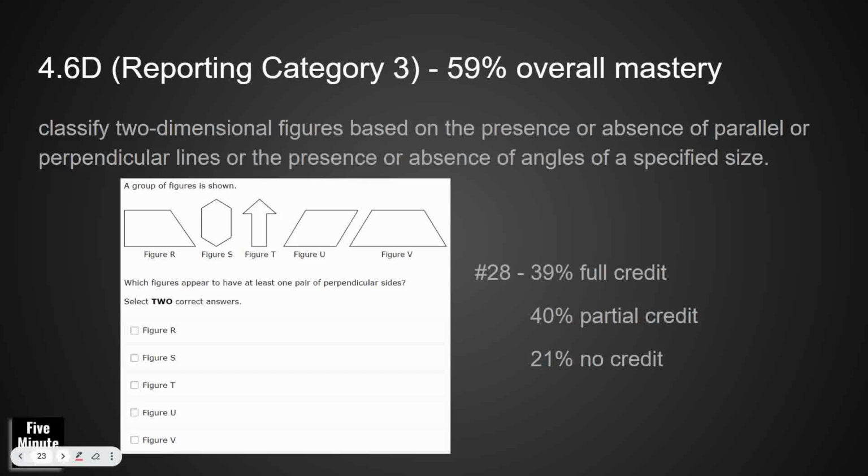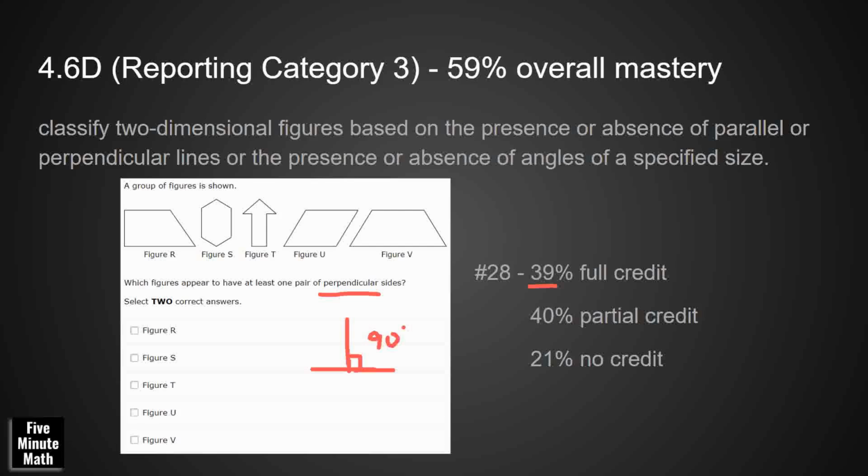And then finally, let's look at 4.6D, 59% overall mastery. So we almost got to that 60% mark. There's just one problem here. We're needing to classify two-dimensional figures based on the presence or absence of parallel or perpendicular lines. On this 2-point problem, only 39% got full credit, which means they got both points. 40% got just one. We need to find perpendicular sides. There's no definition for students on our reference material, so they just need to know what this means coming into it. Perpendicular sides are two lines that intersect at a right angle, or 90-degree angle.